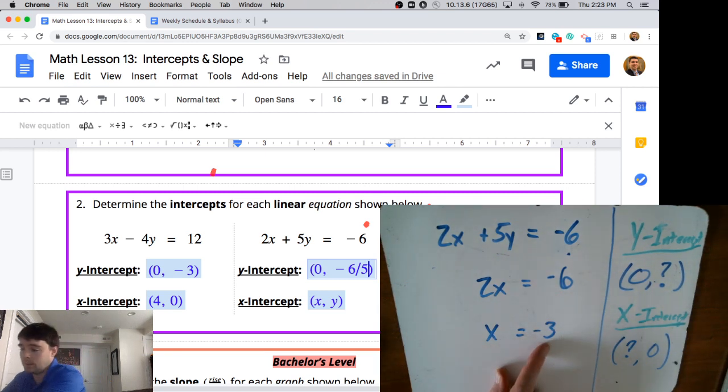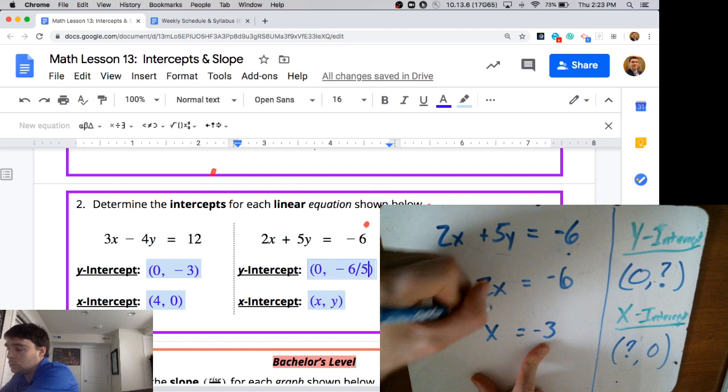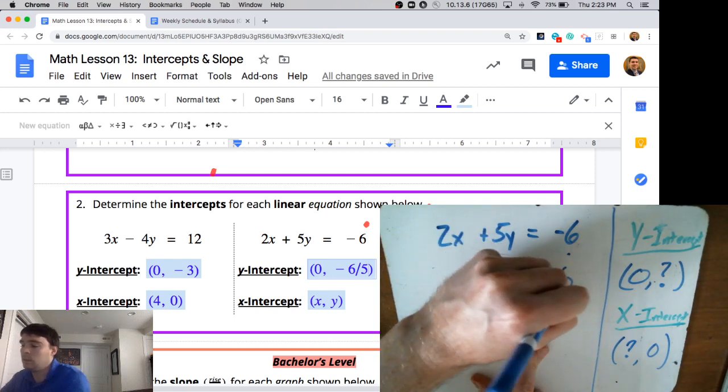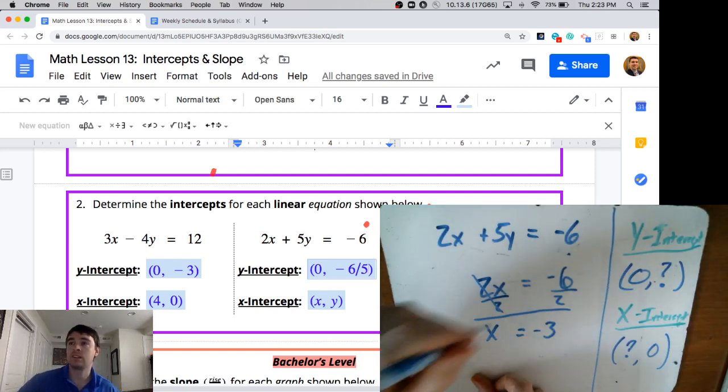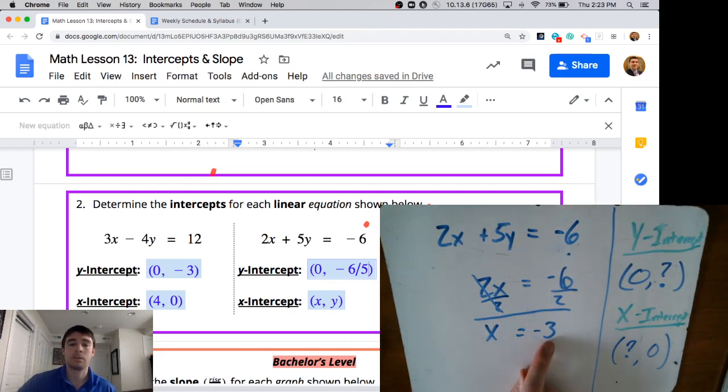If I couldn't see that, I could have divided both sides of the equation by 2. Dividing by 2 would have canceled that out and gotten you the same negative 3 answer that I got by inspection. So that gets us the x-intercept there. It's negative 3 and 0.